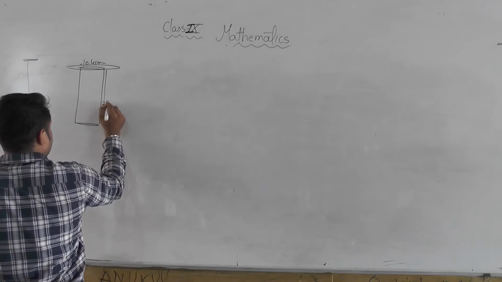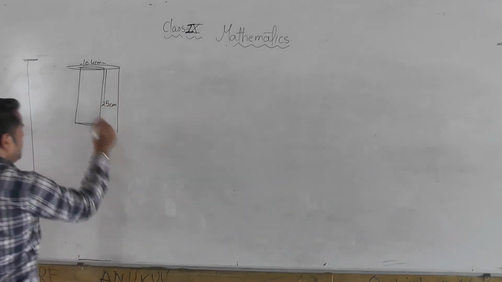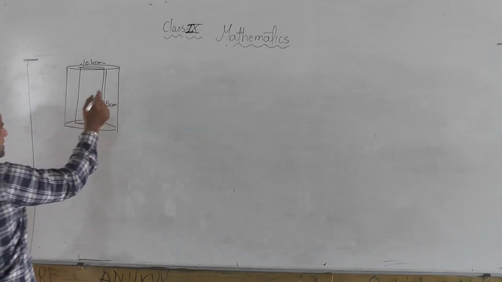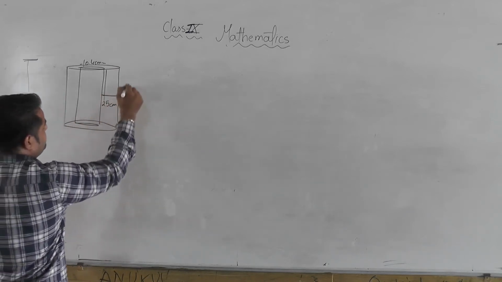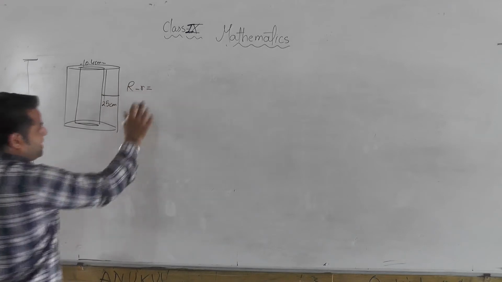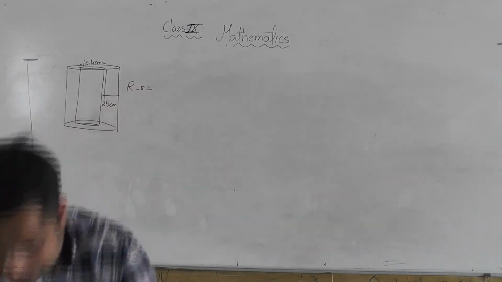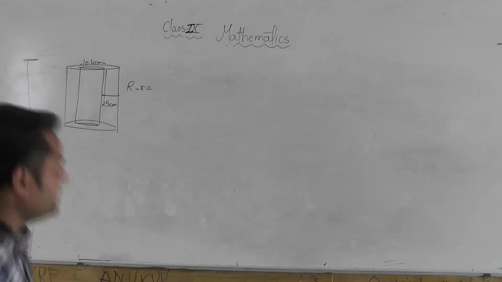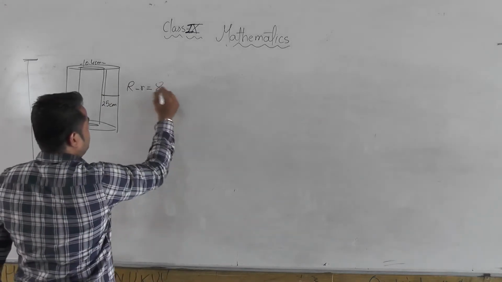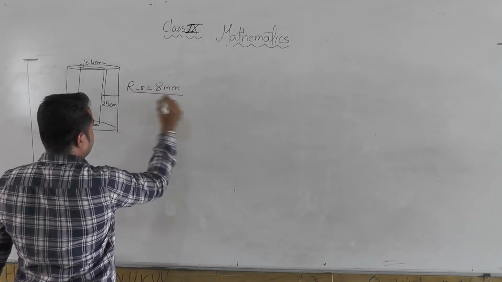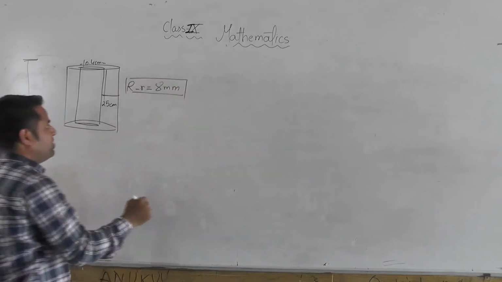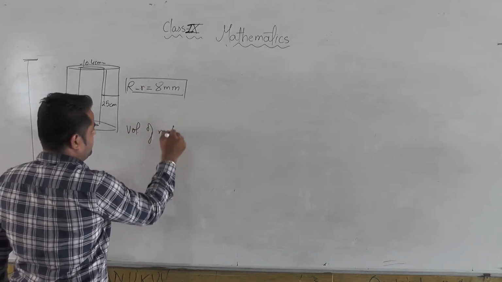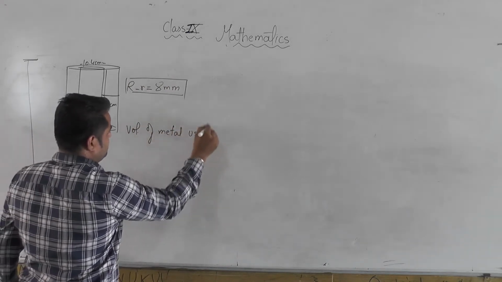The thickness of the metal. In the previous class we discussed thickness. The thickness is the difference between the two radii, greater minus smaller. That is given to us as 8 mm. We need to find the volume of metal used to make this tube.